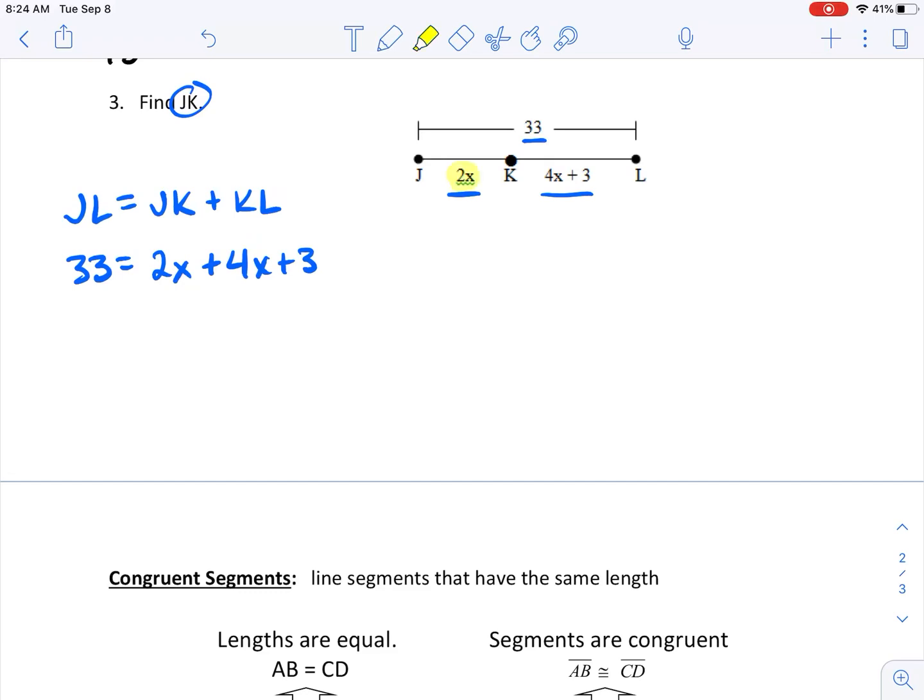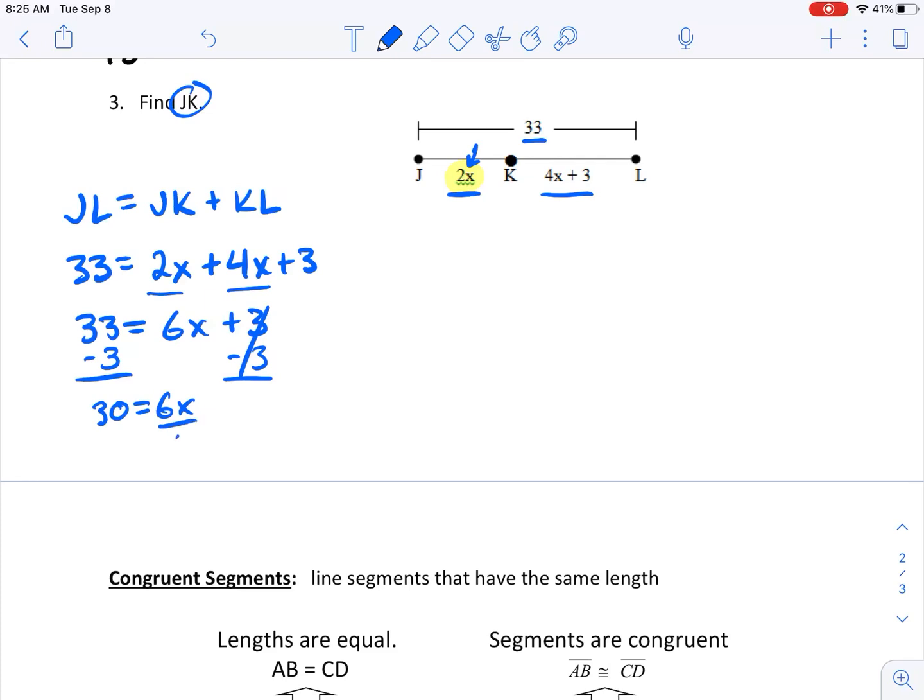If I'm trying to find JK, you'll see over here JK is defined as 2x. Before I find JK, I need to find x. So this is what this equation is for. We have like terms, so I'm going to combine those. 33 equals 2x plus 4x, which is 6x, and then bring down the plus 3. I'm going to take away 3 from both sides.